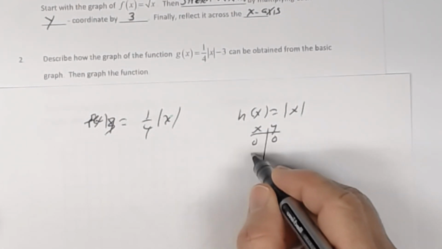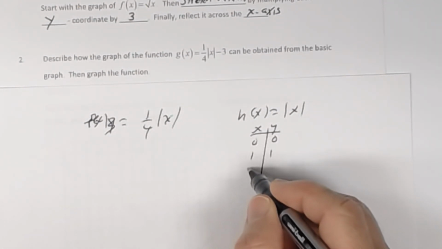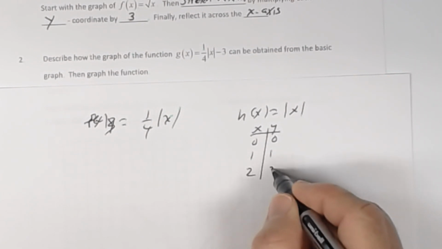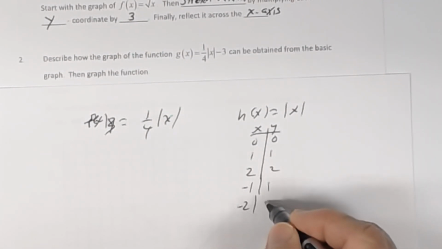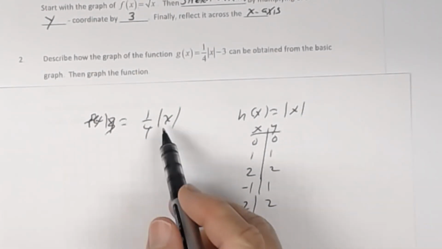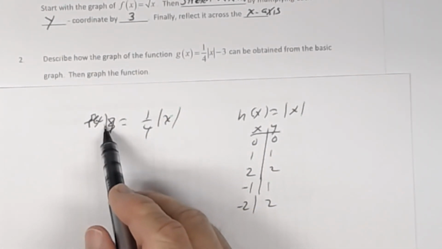When x is 0, y is 0. When x is 1, y is 1. When x is 2, y is 2. When x is negative 1, y is 1. When x is negative 2, y is positive 2. Now remember what this says.